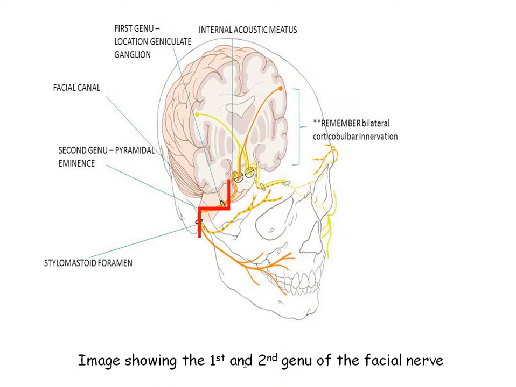Now this is the image showing the first and second genu of the facial nerve. The first genu, the horizontal part, and the second genu. So this is the horizontal portion. This is the nerve in the internal acoustic meatus. This is the first genu, then the tympanic part, the horizontal part, then the vertical part. This is the second genu. And here the nerve is coming out of the stylomastoid foramen. Then the extracranial part starts.